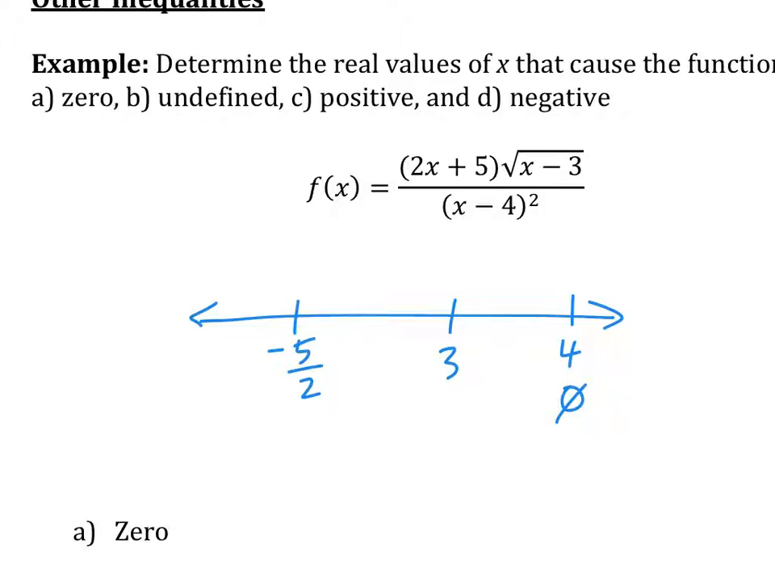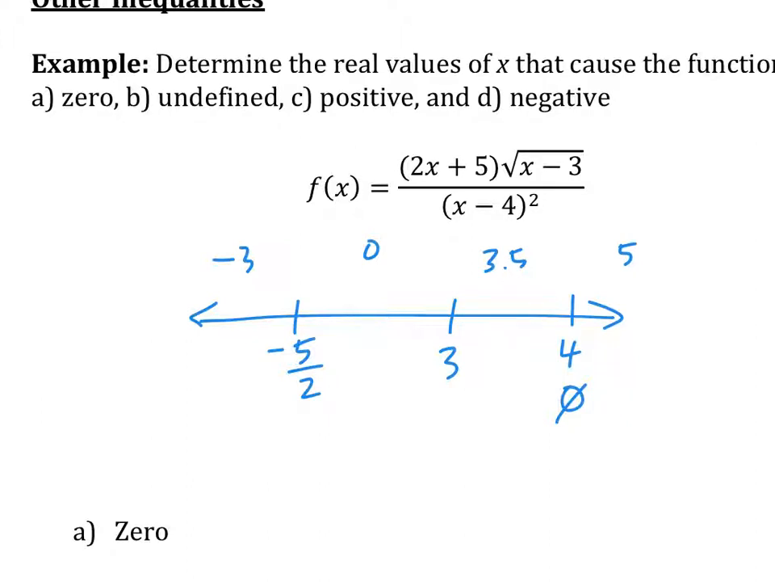I'm going to pick some numbers. Give me a number that's smaller than -5/2. -3. Between -5/2 and 3? 0. 3 to 4? Yeah, 3.5. There's no nice number. Okay, bigger than 4? 5. All right, let's try it.